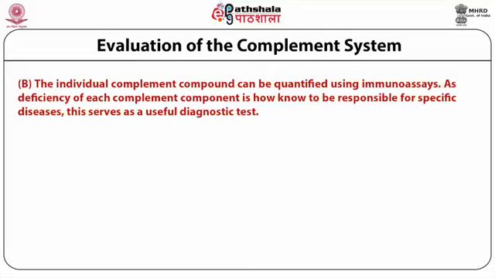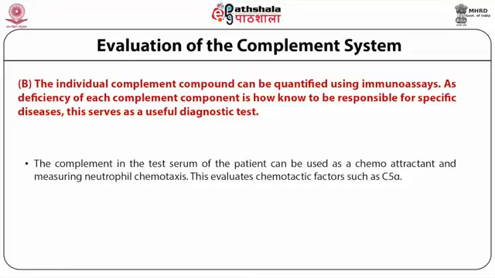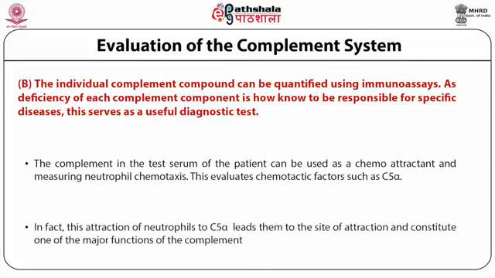The complement in the test serum of the patient can be used as a chemoattractant for measuring neutrophil chemotaxis. This evaluates chemotactic factors such as C5a. In fact, this attraction of neutrophils to C5a leads them to the site of infection and constitutes one of the major functions of the complement.